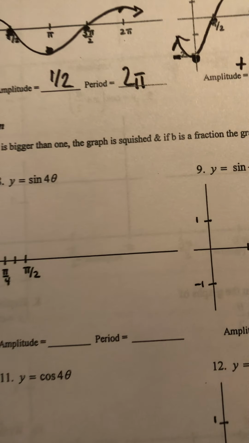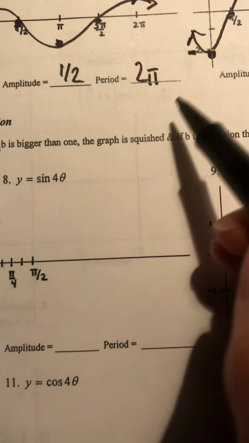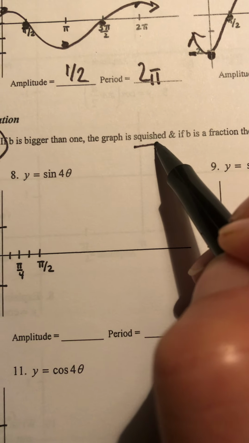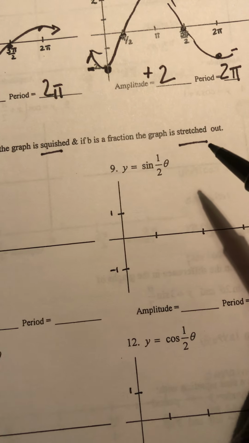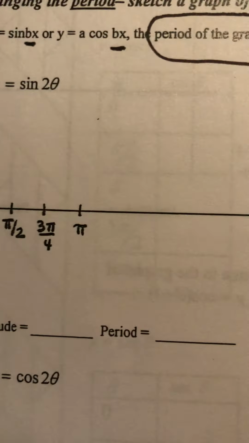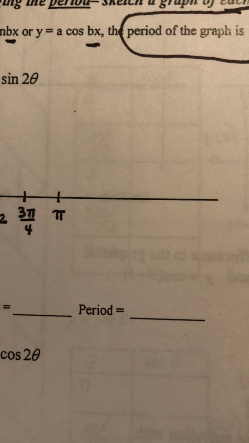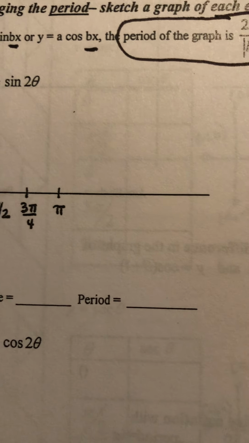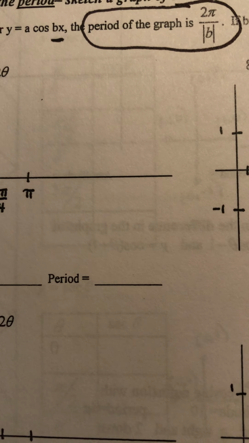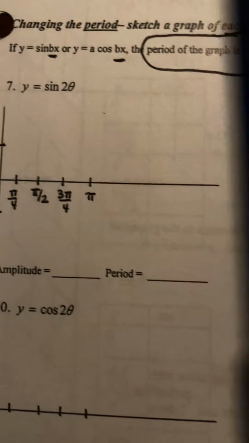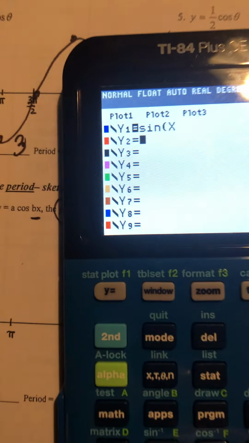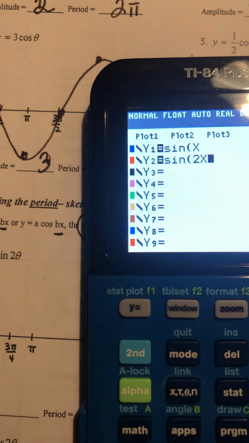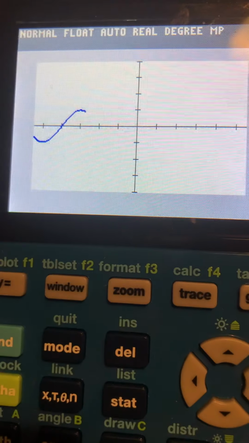We say if b is bigger than 1, I use this very technical term that the graph is squished. And then if it's a fraction, it's stretched. Squished and stretched. So this one I'll show on the calculator as well. So I'm going to clear out the ones that I've done with changing the amplitude. You could follow on your calculator as well. I'm going to type in y equals sine x, the regular one, and then we're going to compare that to y equals sine of 2x and see how those compare.